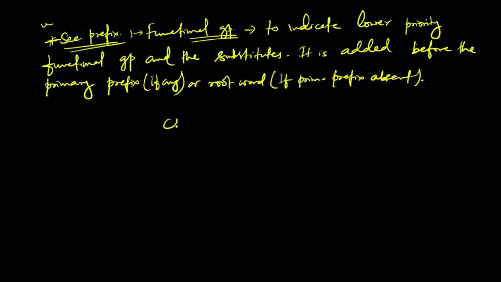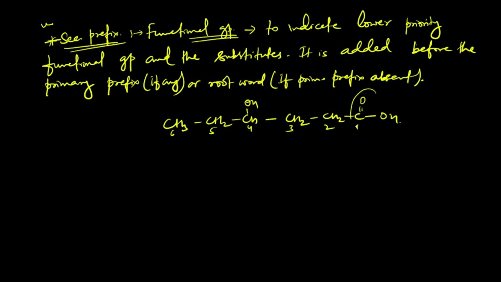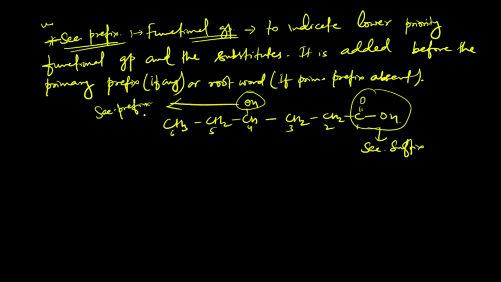Suppose this is the name: CH3, CH2, CH, OH, CH2, CH2, COOH. Now you have to do the numbering: 1, 2, 3, 4, 5, 6. Now you just see there are two functional groups. One is carboxylic acid, another one is alcohol. So for this, this will be your secondary suffix, and this functional group will now come as the secondary prefix.